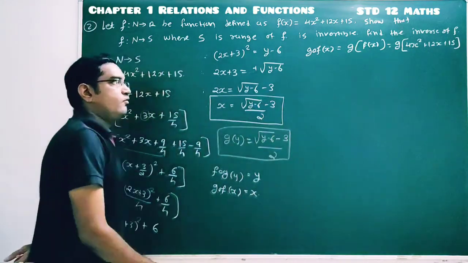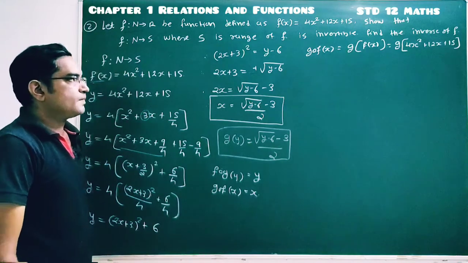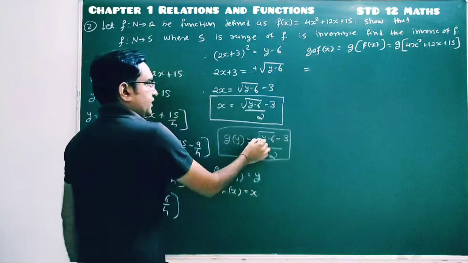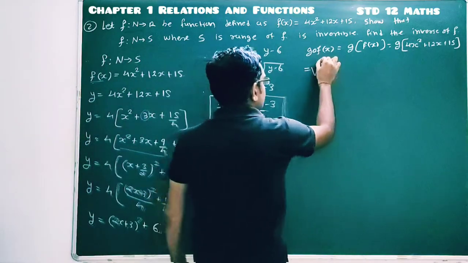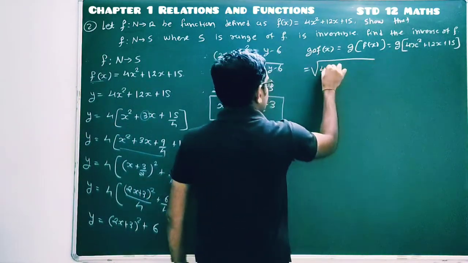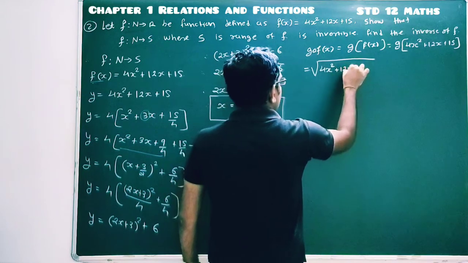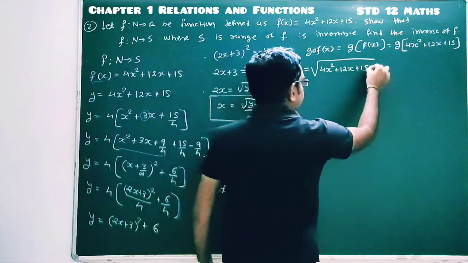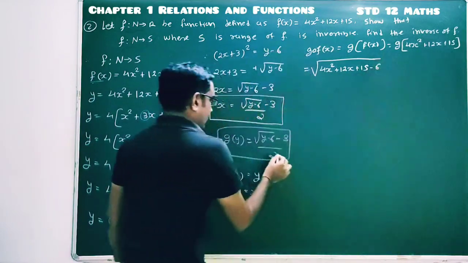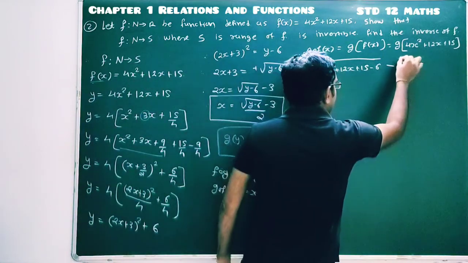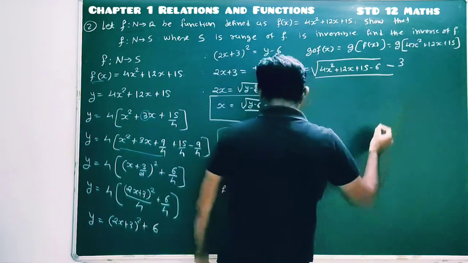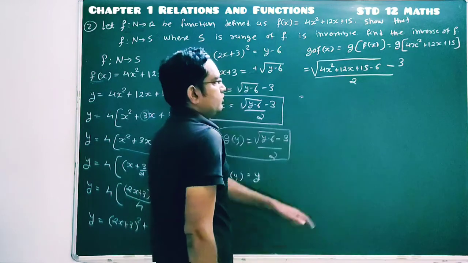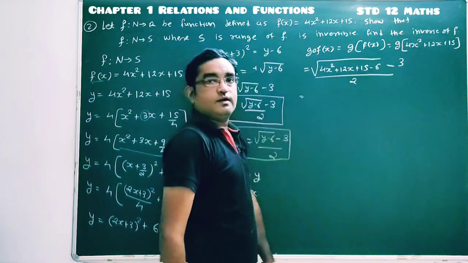So what is g of 4x square plus 12x plus 15? According to the definition of g of y, it will be square root of this one, 4x square plus 12x plus 15 minus 6, so 15 minus 6, this is square root, then minus 3, divided by 2. Clear? So this is equal to 15 minus 6, 9.